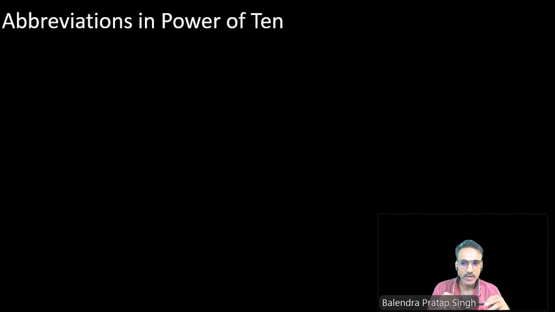For a very small quantity, we use, for example, distance or size for an atom or nucleus, and for large quantities we use, for example, the distance for a galaxy and planets and so on. So let's start the abbreviation in powers of 10.